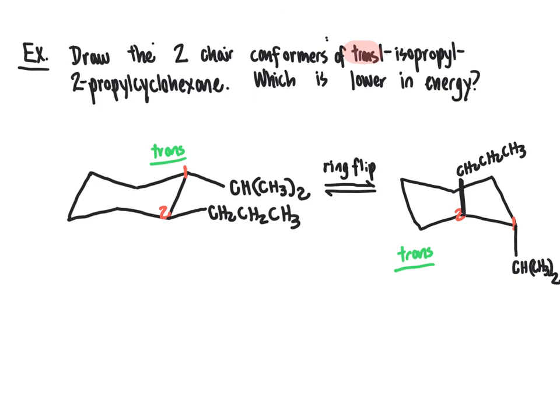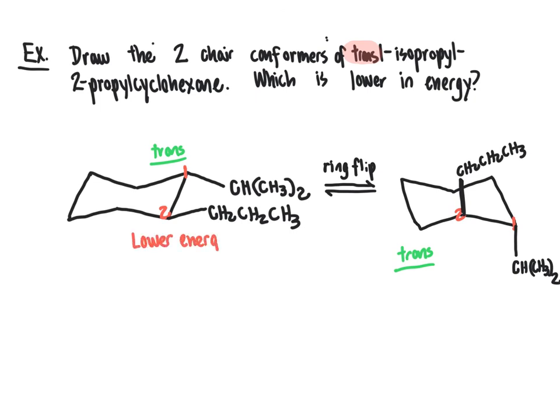So of these two structures, definitely the one on the left is going to be the one that is lower in energy, because in this particular configuration of the molecule being trans, this molecule on the left actually puts both of those bulky groups equatorial, which is the best of all worlds here. So this is going to be definitely by far the lower in energy of the two structures.